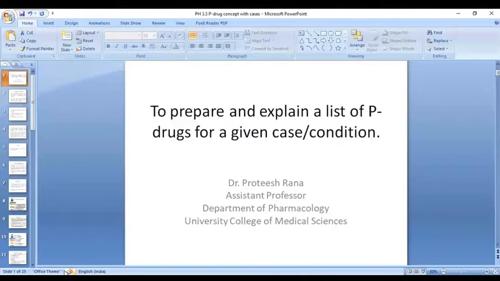Now the P drug you can choose maybe from a guideline or maybe from an essential drug list, but eventually it is your decision that you're prescribing a particular drug, not a recommendation by the US FDA or the WHO or maybe your national guidelines.